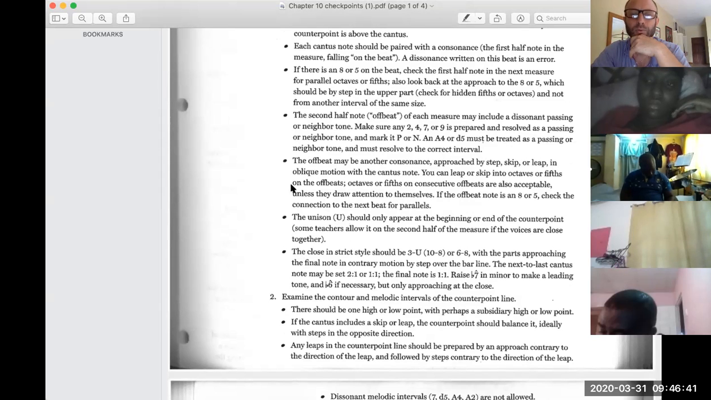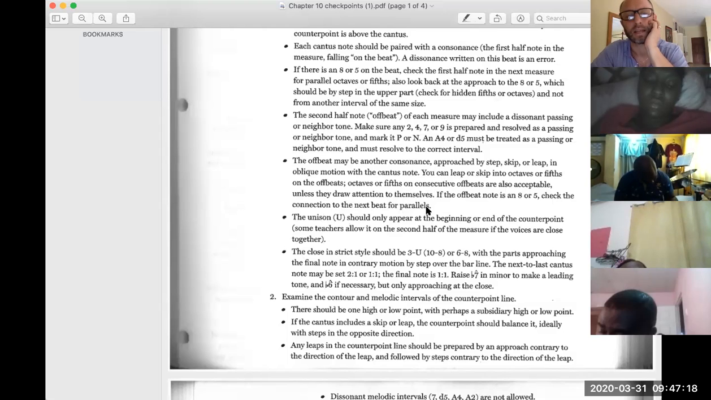Approached by step, skip, or leap in oblique motion with a cantus note. So if you're moving to a consonant, it doesn't have to be by step, or it might be. Usually if you're going from the fifth to the sixth, which are both consonances, that would be by step, and that's okay. Octaves or fifths on consecutive beats are also acceptable, unless they draw attention to themselves. Consecutive offbeats, sorry. So you may have octaves or fifths from one bar to the next, but not next to each other. If the offbeat note is an octave or a fifth, check the connection to the next upbeat, next beat for parallels.